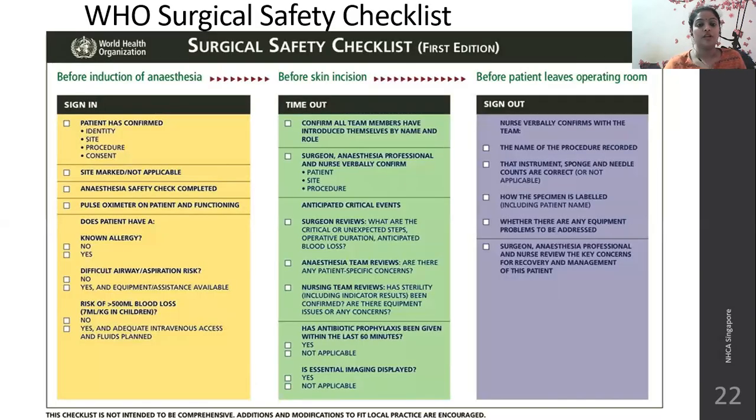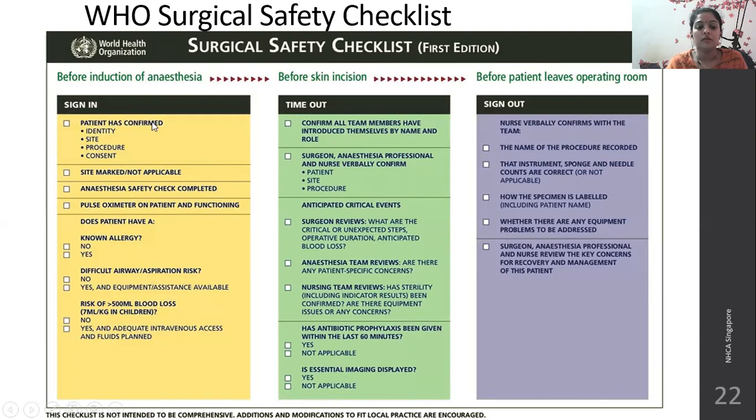So this is the WHO surgical safety checklist. Before induction of anesthesia, you have to confirm the identity, site, and procedure of the patient, site marked or not applicable, anesthesia safety checklist completed, pulse oximetry. Does the patient have any known allergy, any risk of airway aspiration, any risk of blood loss?